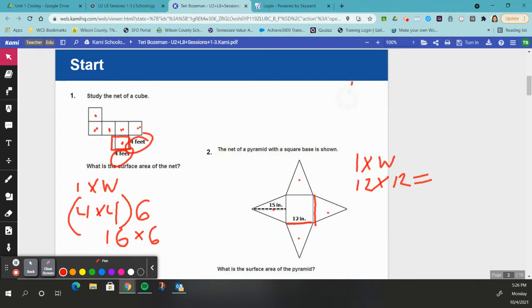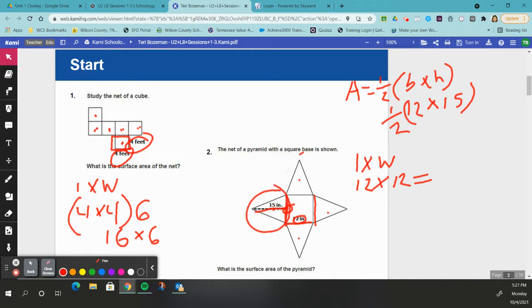Well, the area of a triangle is 1/2 of your base times your height. Well, in this case, my base is this side of the square. Well, if this is 12, it's a square, this is going to be 12. So we have a base of 12, and then we have a height of 15. So we want to multiply 12 times 15, and we want to take half of that. Now, we have 1, 2, 3, 4 of those triangles. So when we do that, we want to multiply it times 4.